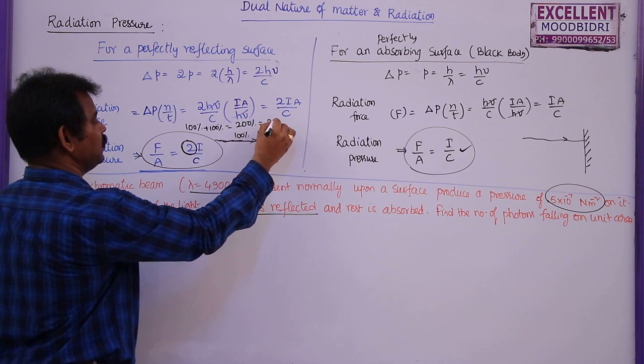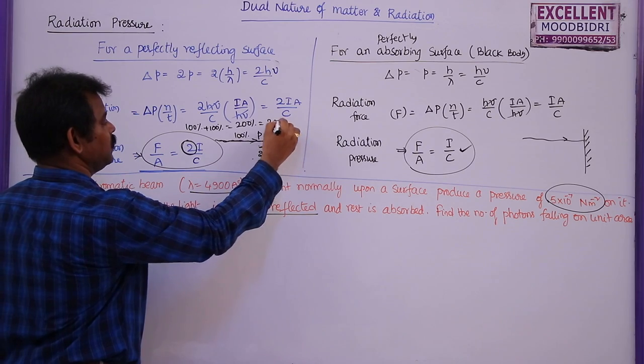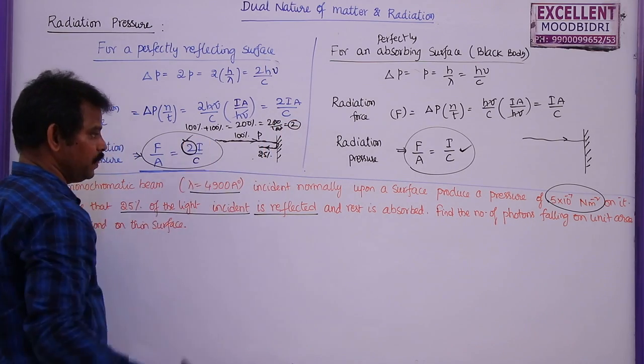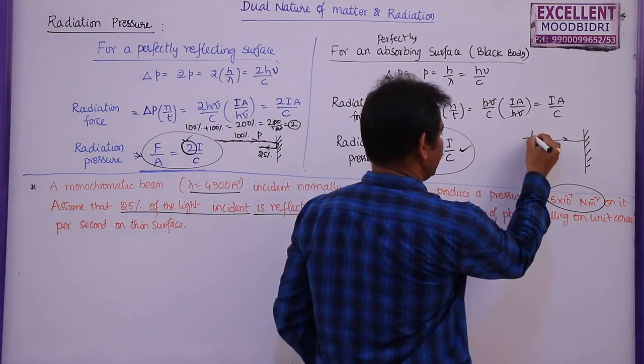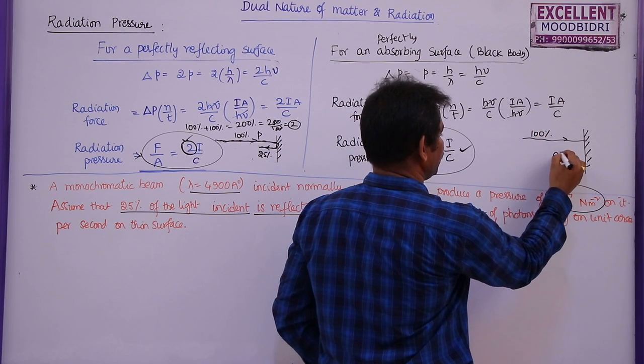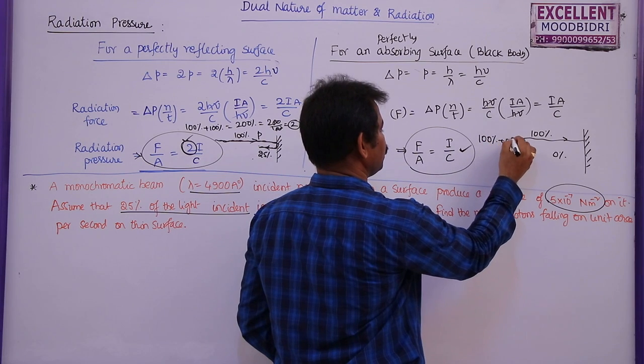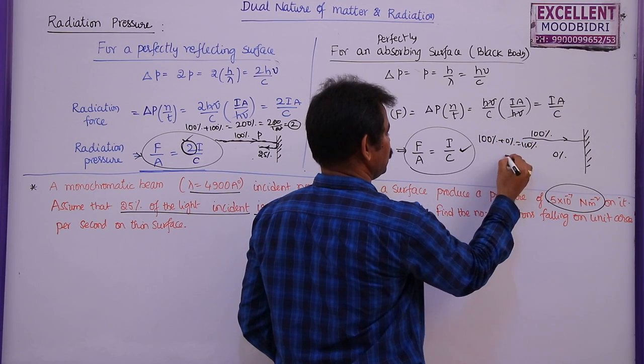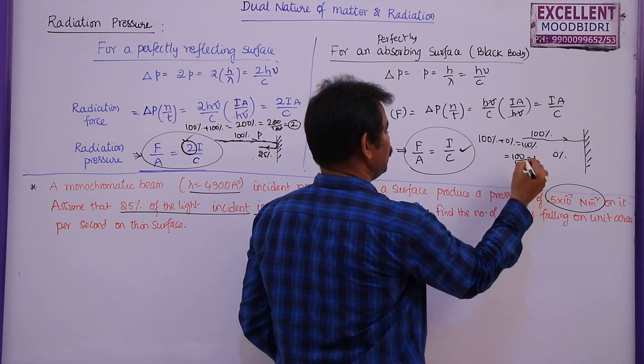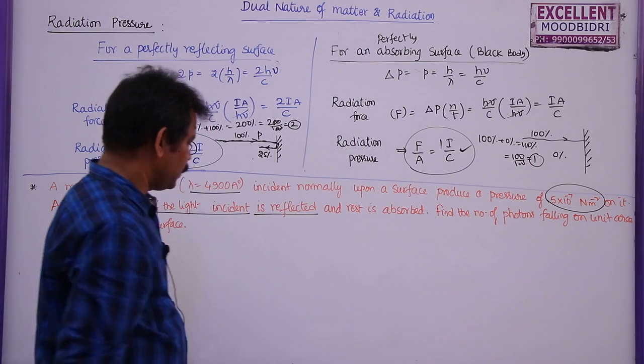That is 200%, that is 200 by 100. So you will get a 2 here in this formula. Here, out of 100%, 0% light is coming back. So this is total 100% plus 0%, that is equal to 100% only. That is 100 by 100. So 1. So I got 1 here.